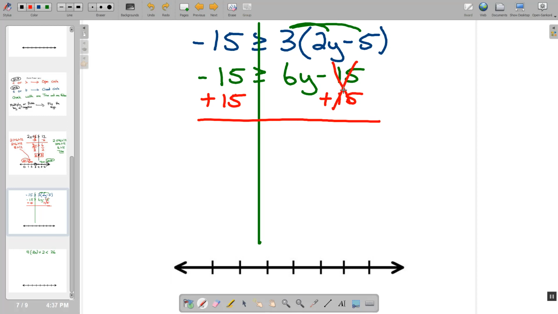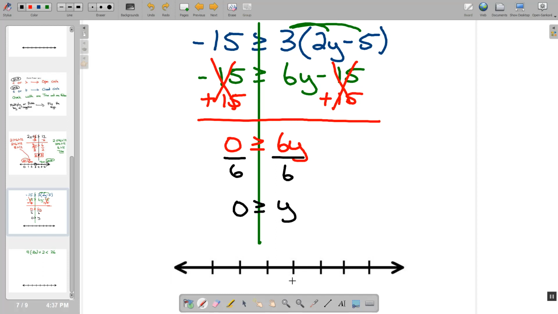And I'm hoping you see something weird goes on here. We actually get rid of both. Well, getting rid of it means that there is a 0 left. And I have 0 is greater than or equal to 6y. From here, I'm going to divide everything by 6. And I get 0 is greater than or equal to y. And now I just have to graph.